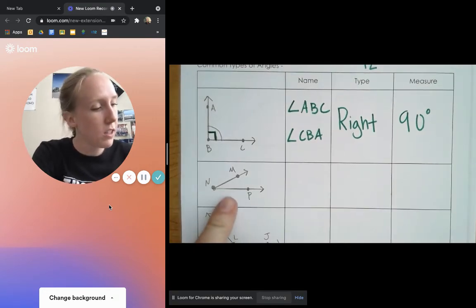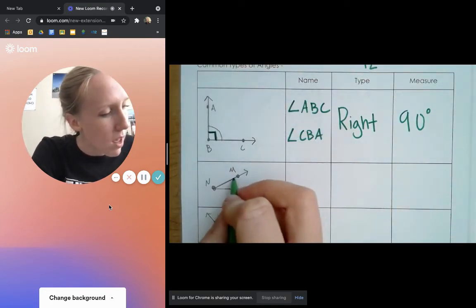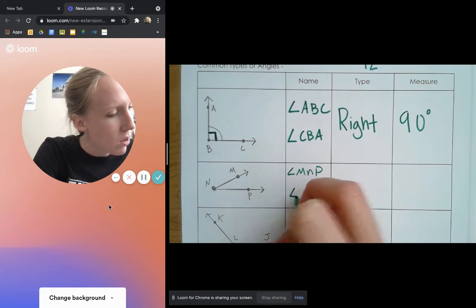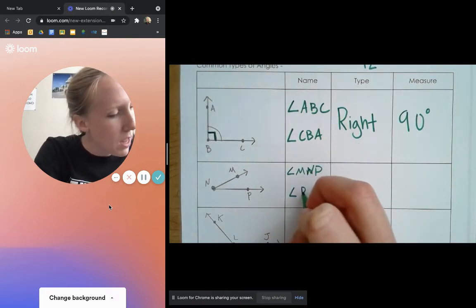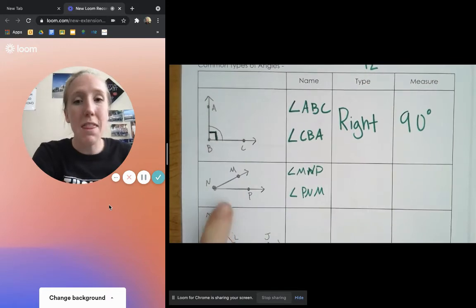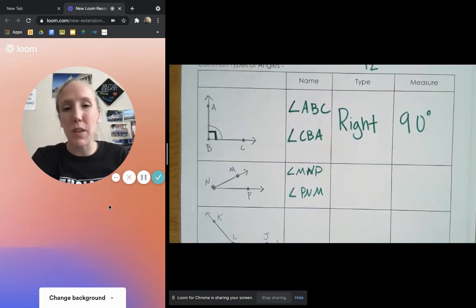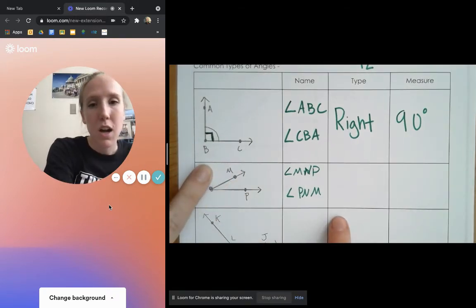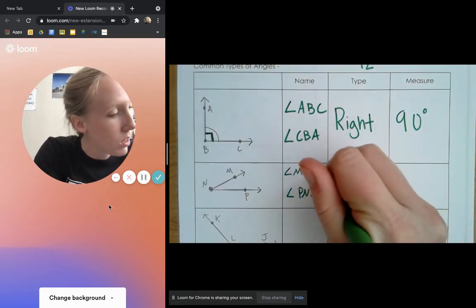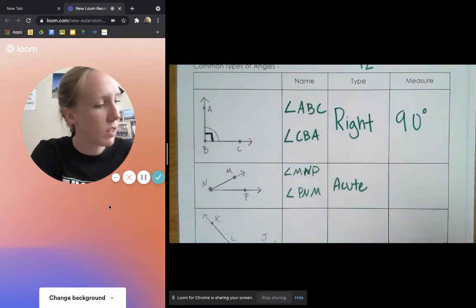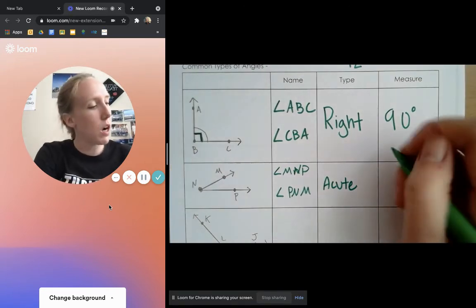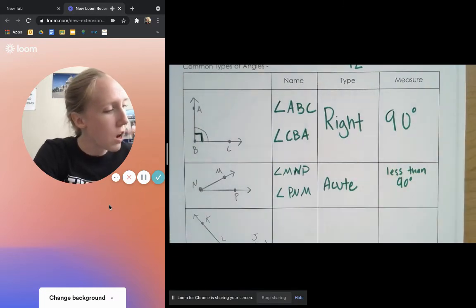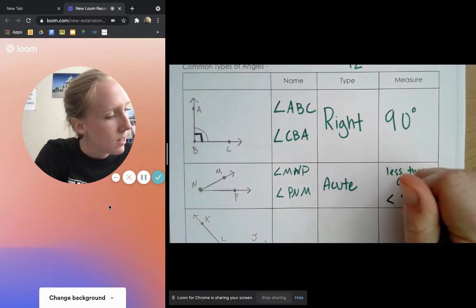All right, this next one, if we named it, it would go MNP. So angle MNP, or angle PNM. We don't know what the measure is specifically, but it is less than 90 degrees. This opening is less than 90 degrees, and this is what we call an acute angle. That might be familiar to you. Acute angles are less than 90 degrees.